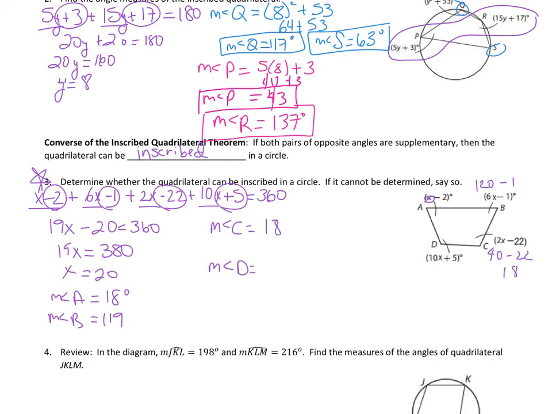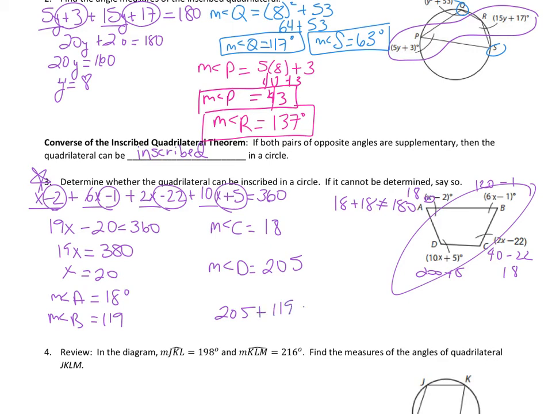And if you notice already, our angle A and angle C will be the same exact measure, which means that 18 plus 18 does not equal 180 degrees. So we don't have an opposite set of angles that will be supplementary. And if we check angle D as well, we have 10 times 20, so we get 200 plus our 5, which means we get 205. And again, for our angle B and D, 205 plus 119 does not equal 180 degrees. So this will not be inscribed in a circle.